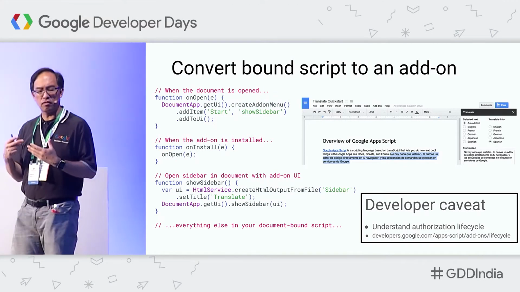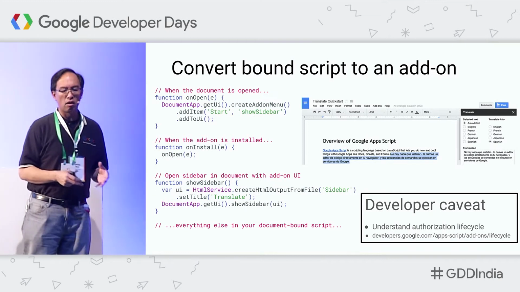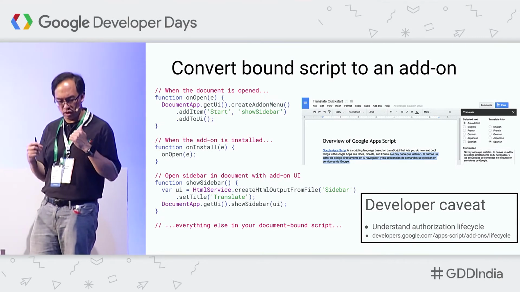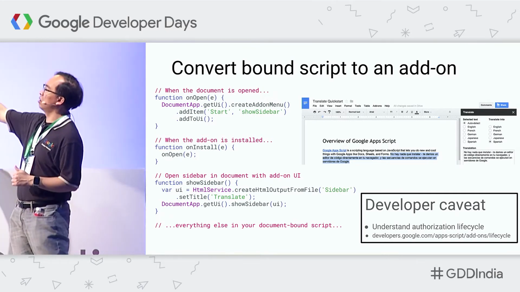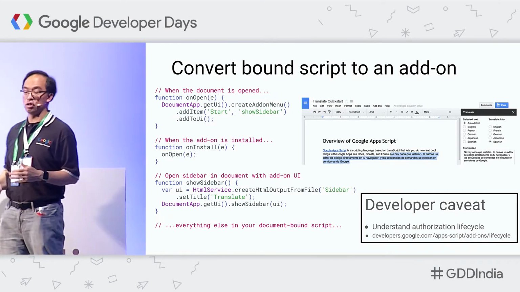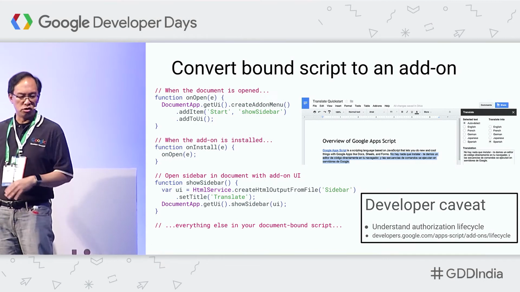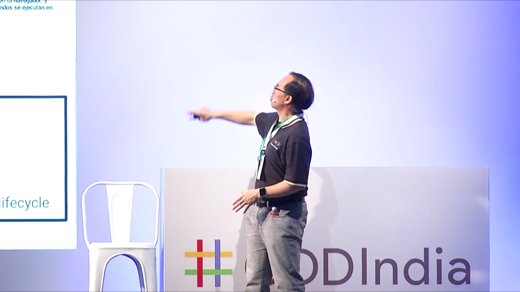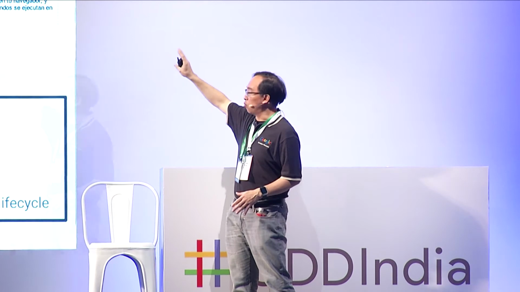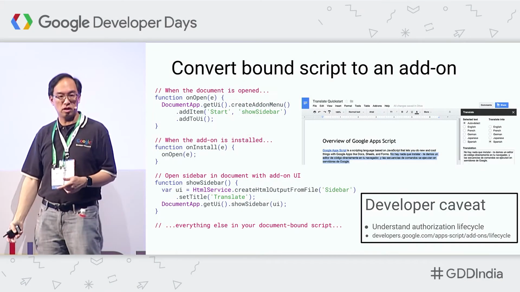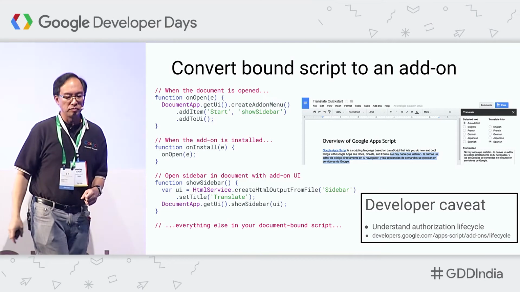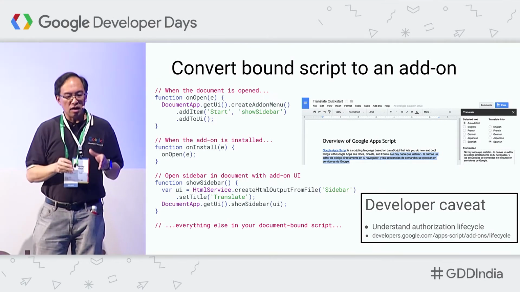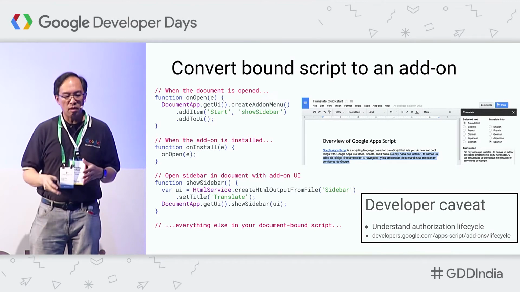One of the things that you have to do to convert a bound script to an add-on are a couple of things. One is what happens when this document is opened. So you have to add an on-open. What happens when this add-on is installed? You need an on-install. Generally, it just calls on-open. And then, if you want to further modify the user interface, you can do that. You can add a sidebar so that your users can see your app on the right-hand side within the same document, or the same spreadsheet, or the same form. Those are the key things that you would need to implement on top of the existing code.